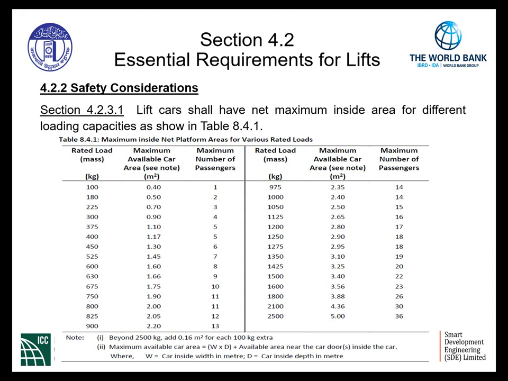Now, there are notes to the table indicated at the bottom of the table that are a function of the table. As an example, if we have a rated load of 525 kilograms, the next column over to the right-hand side will give us the maximum available car area. In this case, it would be 1.45 square meters. And the maximum number of passengers accommodating that particular area would be 7. As you can see, as the rated load increases, the maximum available car area increases, and so does the maximum number of passengers.